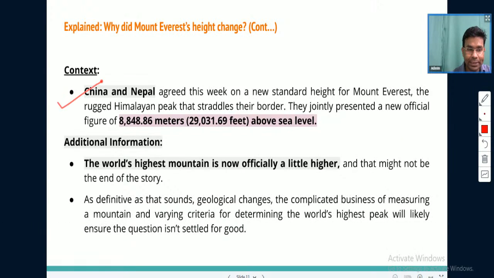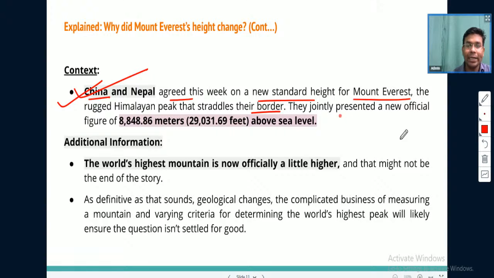So what is the context? China and Nepal recently agreed on a new standard height of Mount Everest, the rugged Himalayan peak that straddles their border. This means Mount Everest actually forms the border of China as well as Nepal.